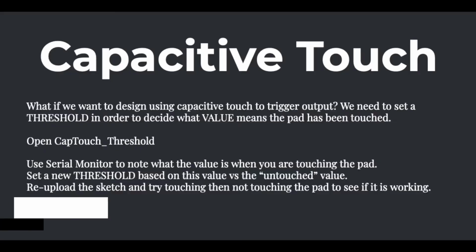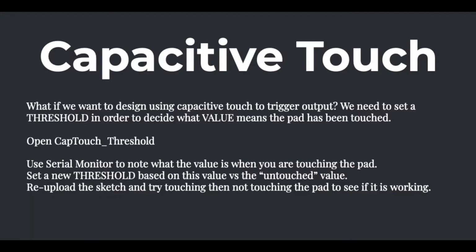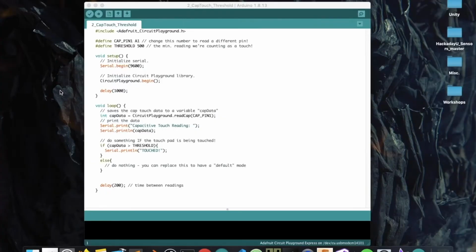What if we want to design using capacitive touch to trigger some kind of output? We need to set a threshold value in order to decide what value means the pad has been touched. Open up the sketch Cap Touch Threshold. In this sketch, we have, again, an inclusion of our Adafruit Circuit Playground library.